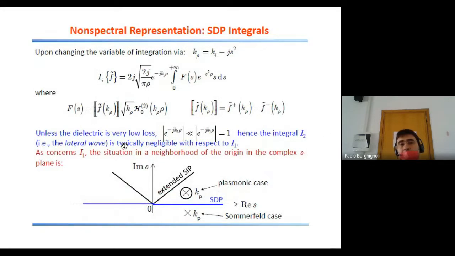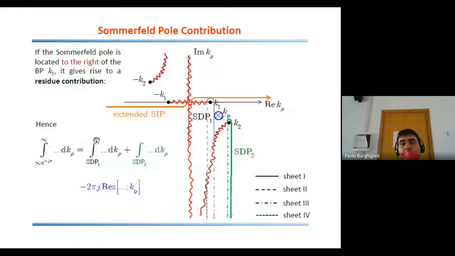Unless the dielectric is very low loss, typically the exponential evaluated in correspondence with K2, that is the wave number inside the dielectric, is in absolute value much less than the absolute value of the same exponential evaluated at K1, since K1 could be a real number, and in that case the absolute value would even be equal to 1. So this means that the contribution of the lateral wave, that is of the steepest descent path number 2 that tours around K2, is typically exponentially small with respect to the contribution of the steepest descent path number 1. So it can be neglected safely. So even if in principle this lateral wave contribution exists, it can be neglected.